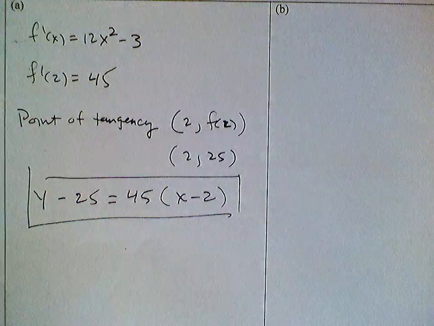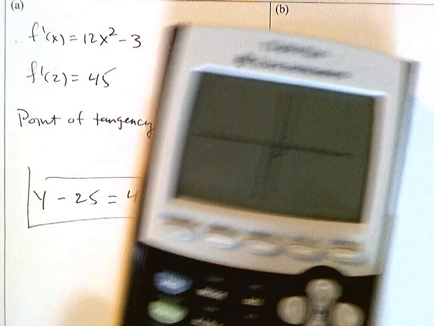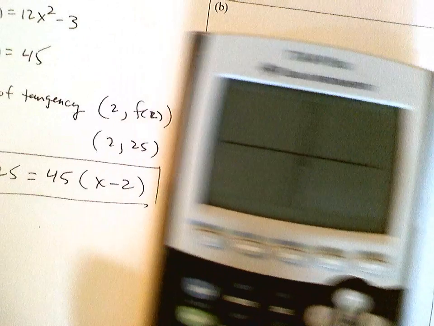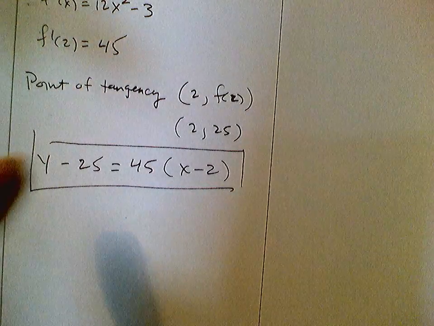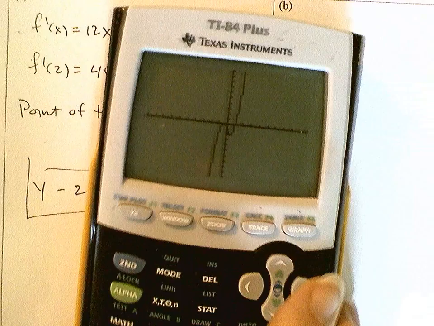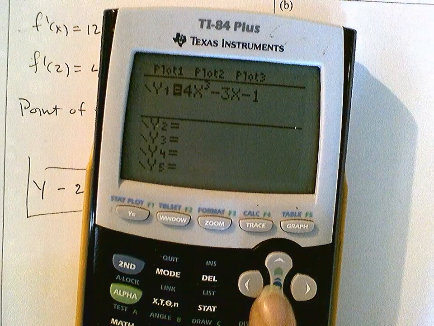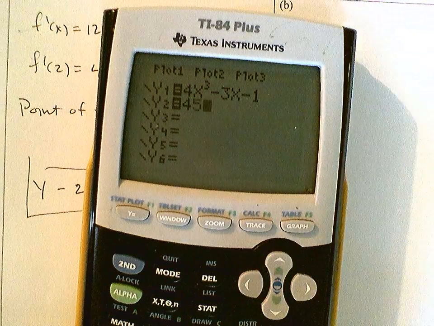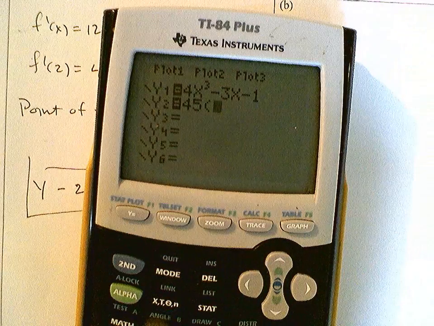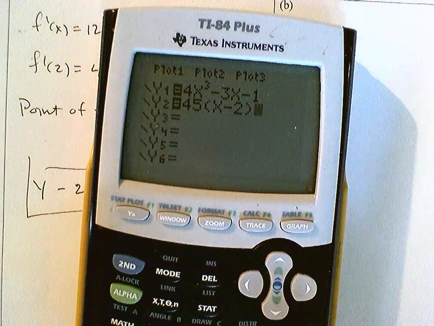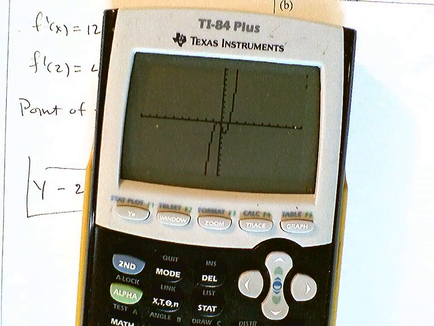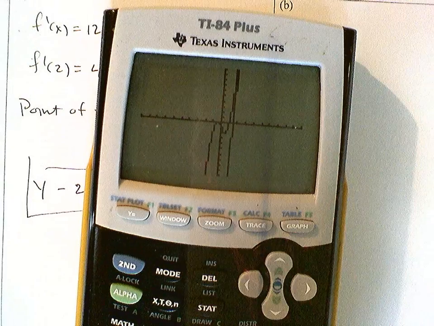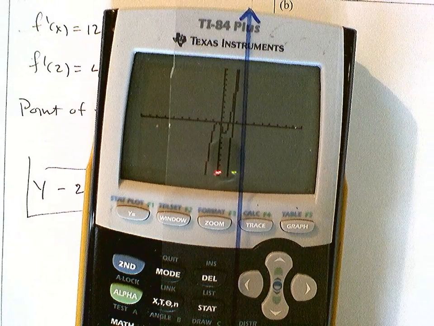Okay, so I'm going to show you what I added to the homework directions. I already graphed the original function in a 10 by 10 window. Now I'm going to graph my tangent line. Okay, so I'm going to have to add 25 to both sides in order to get y by itself to do this. So I go down here, and so I have 45 parentheses, x minus 2 close parentheses plus 25, and I graph that. And there goes the tangent line, actually pretty similar to what I tried to anticipate with my transparency earlier.